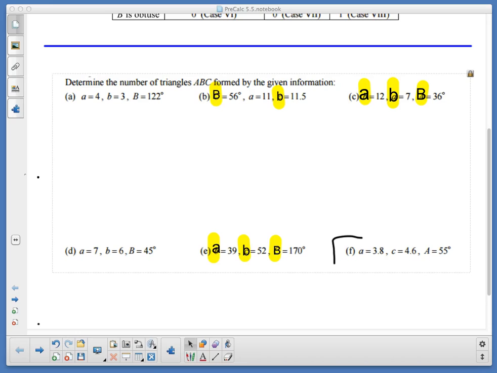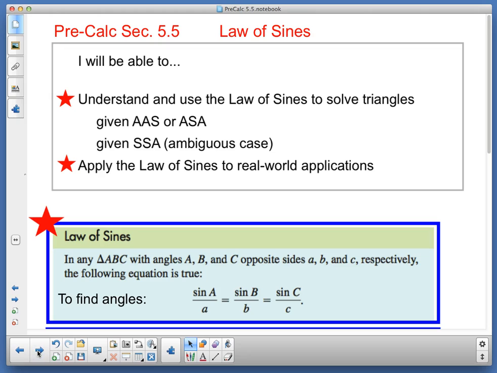Okay, now we've got those changes. We're just going to slide on here. And we've got PreCalc section 5.5, law of sines.